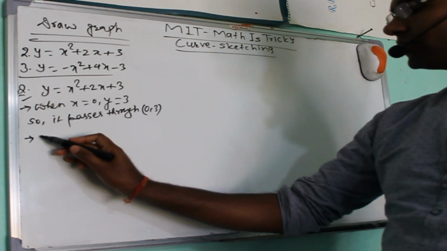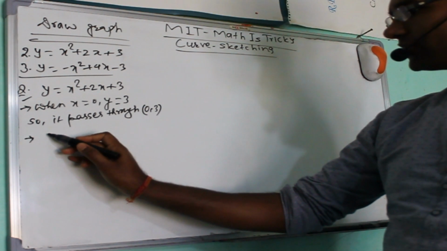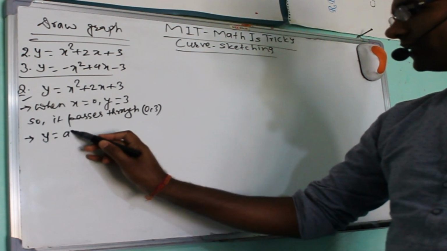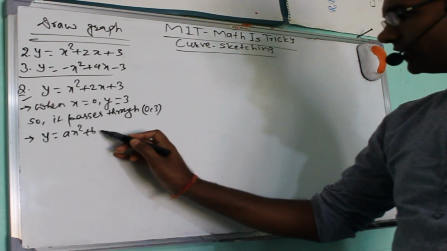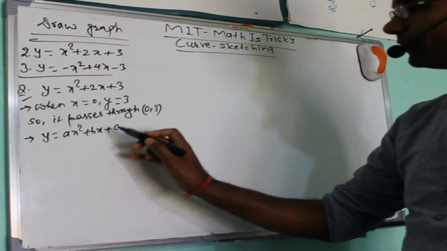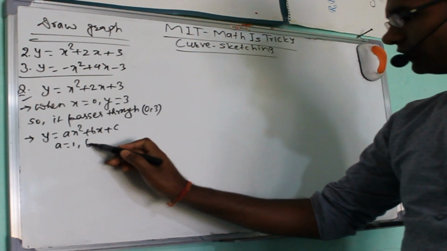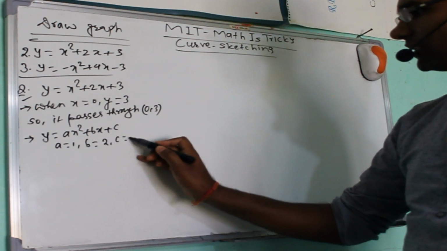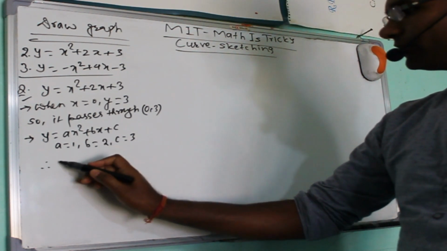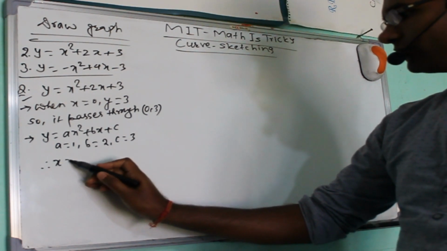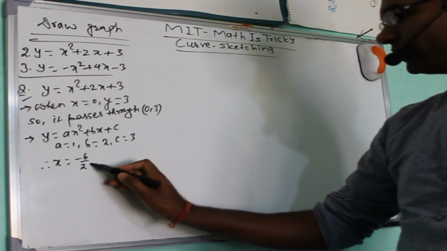Now let's find the vertex. For vertex we have a formula. y equals ax squared plus bx plus c. If we compare with this, we get a equals 1, b equals 2, c equals 3. Therefore x equals -b/2a.